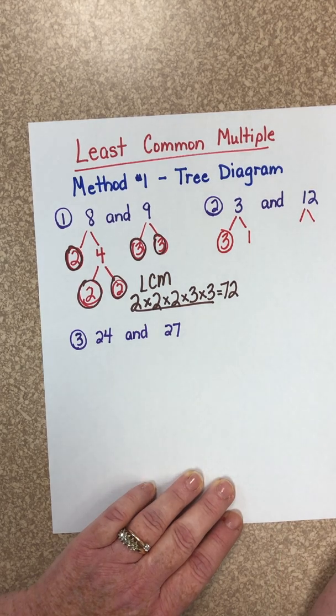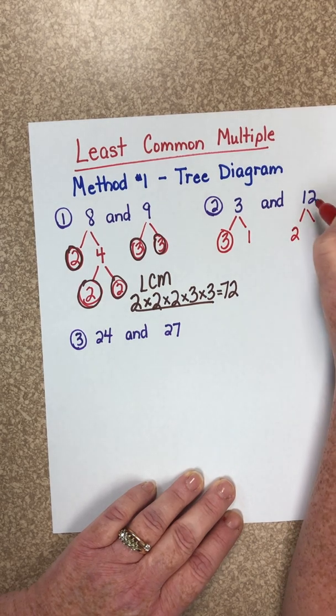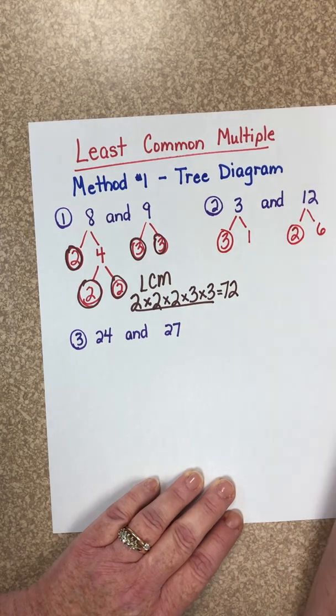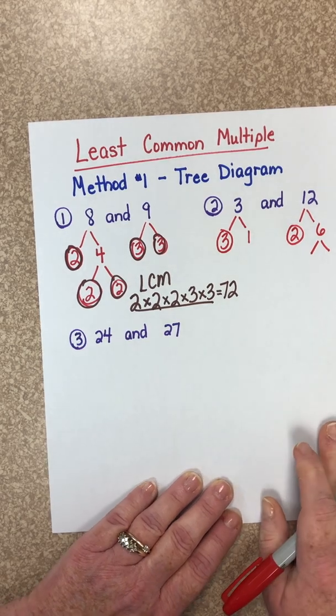12 is even. So the smallest prime number is 2 for even numbers. So 2 times what is 12? Well, that's 6. 2's prime, so I'm going to circle it. 6 is composite. That means we need to keep working.